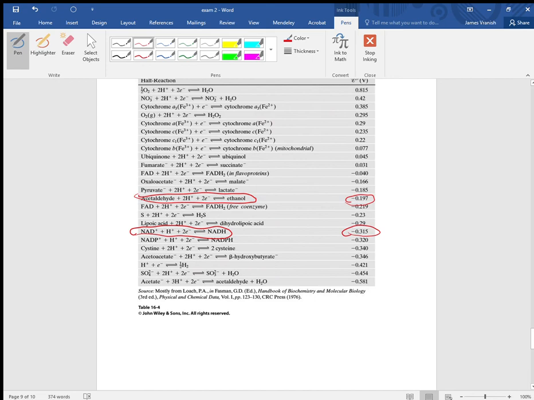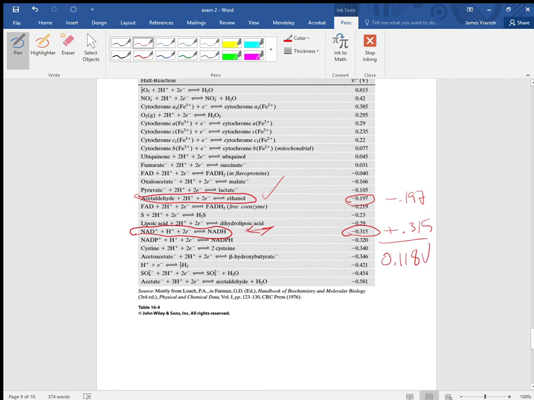All right, so just like with the delta G's of hydrolysis, we're basically going to add these two together, but if we have to flip a reaction, we simply flip the sign on E0. So we can leave the negative 0.197 alone, because that reaction is written in the correct direction already. But this one down here, we have to flip-flop, so we're going to add 0.315. This is going to end up giving us our E0 value of the reaction, which you should have gotten as positive 0.118 volts.